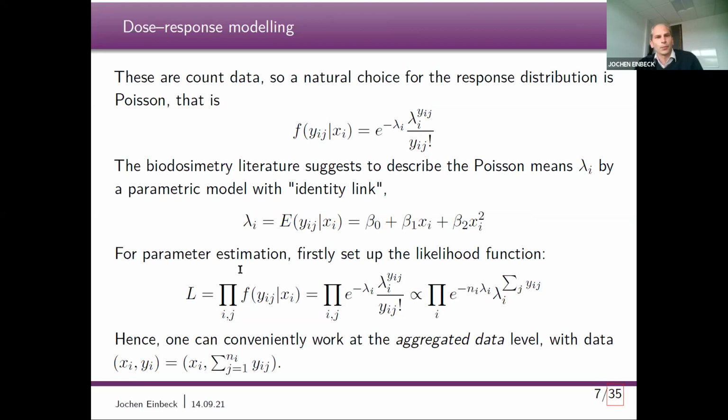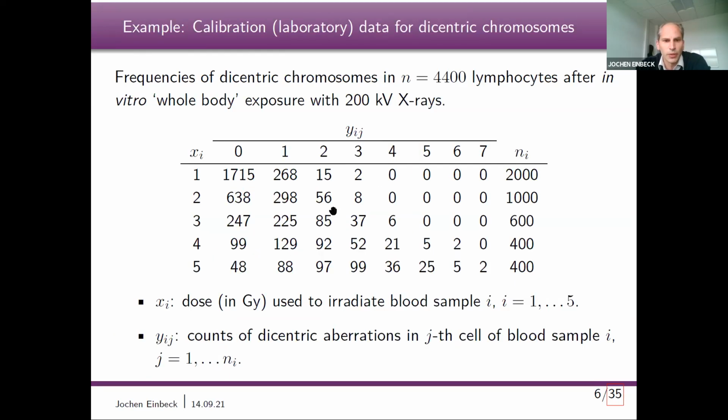Okay, so in order to fit an actual dose response curve, you need a model. So these are count data. So a natural choice for the response distribution would be the Poisson model. So you have here a Poisson density written down. So Yij would be an individual count of dicentric aberrations in the j-th cell of blood sample i, where i is that index going down here.